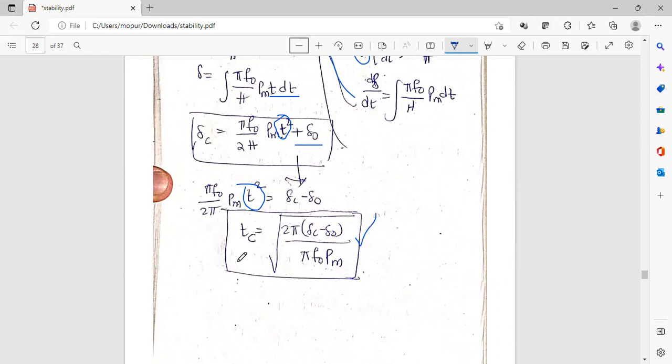This is the formula for critical clearing time. This critical clearing time formula is the same for all the applications. Only the value will be different. Why will the value be different? Because here we had del C, that is the critical clearing angle. Whenever we need to find the critical clearing time, before that we should find the critical clearing angle. Why? Because we need to substitute the critical clearing angle in this. So if the critical clearing angle is different, obviously the critical clearing time is different. This formula remains the same.